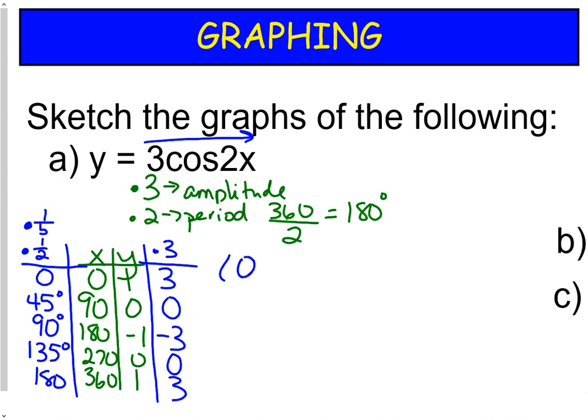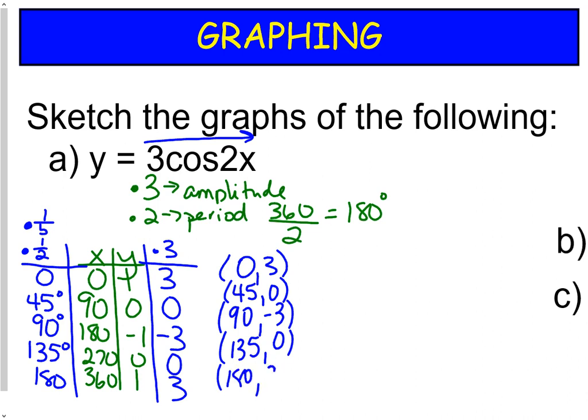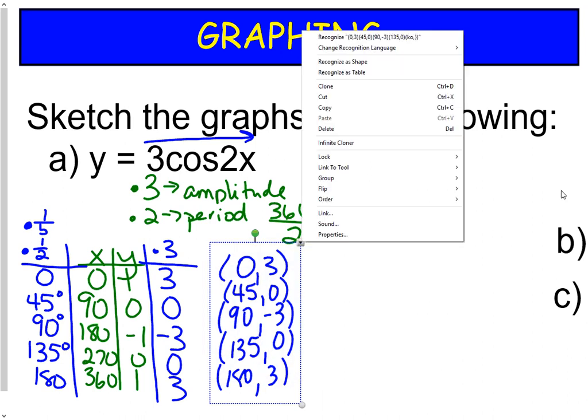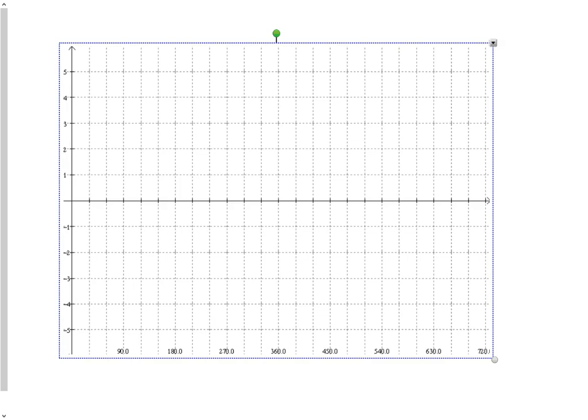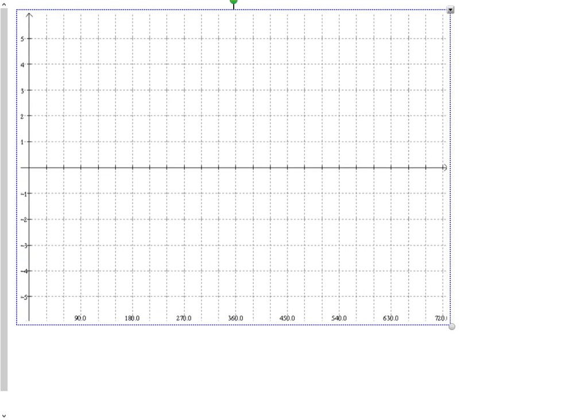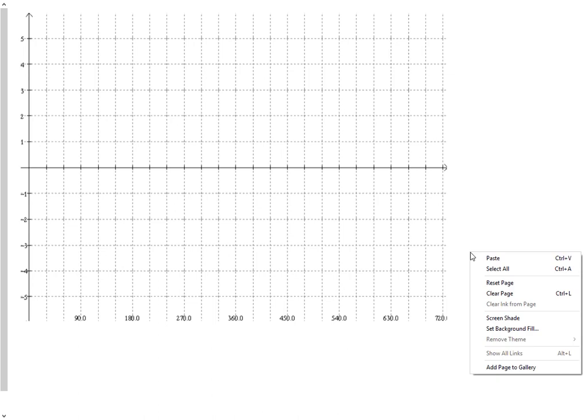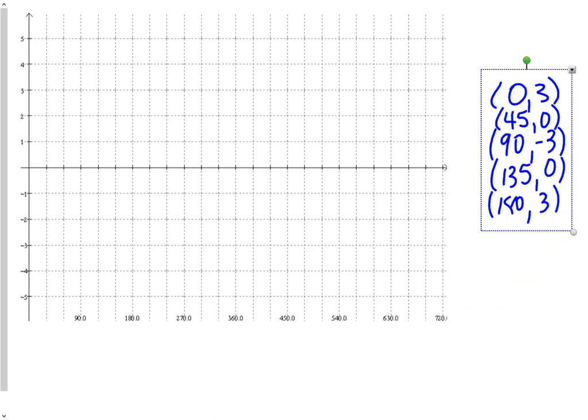And so now these points are going to be the ones that we're going to plot. 0, 3, 45, 0, 90, -3, 135, 0, and 180, 3. I'm just going to copy these, and let's go over. I have a grid over here on the other page. Here's my grid. So let's plot these points.